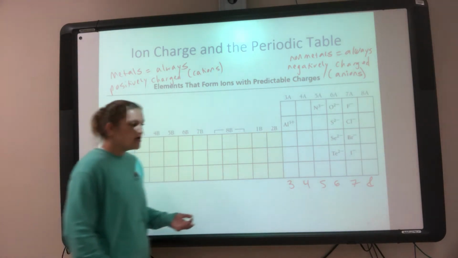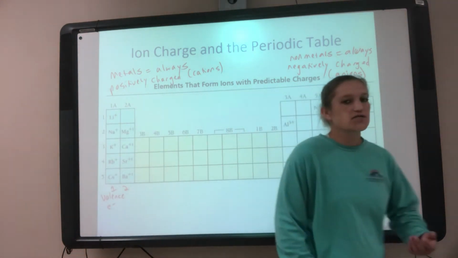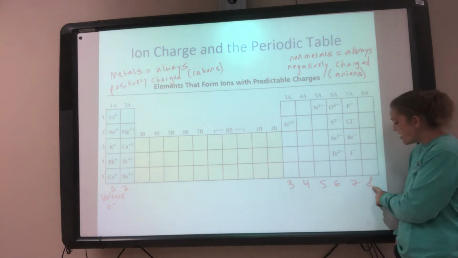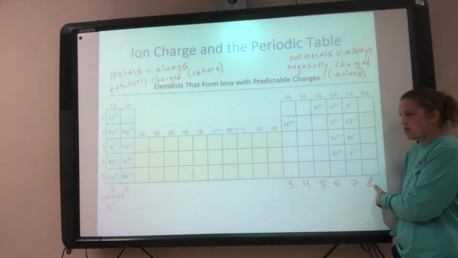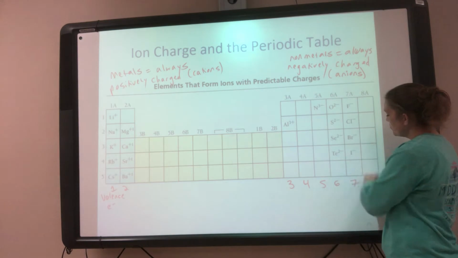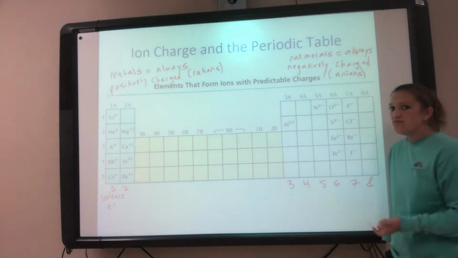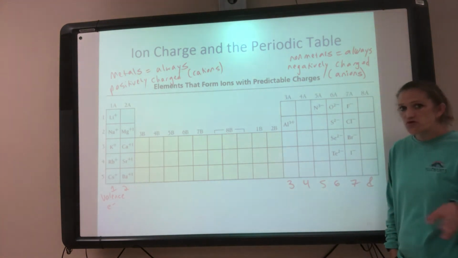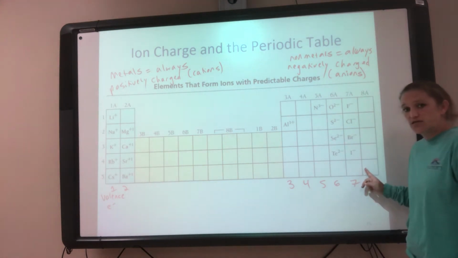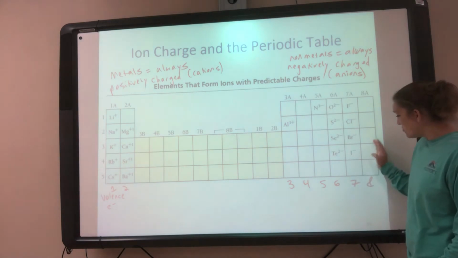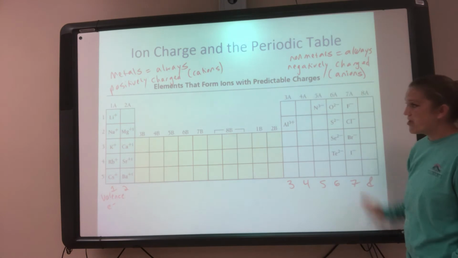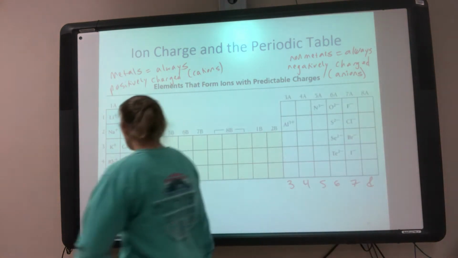So let's think about who doesn't really like to do anything, who doesn't like to react. My noble gases. My noble gases have full valence electrons. They have a full S, they have a full P, and then depending on which one we're talking about, they have a full D and even a full F. So all their orbitals are nice and full and they're happy. And so that's why they're not very reactive. And so when we talk about trying to make an ion, we want to talk about trying to get to be a noble gas.